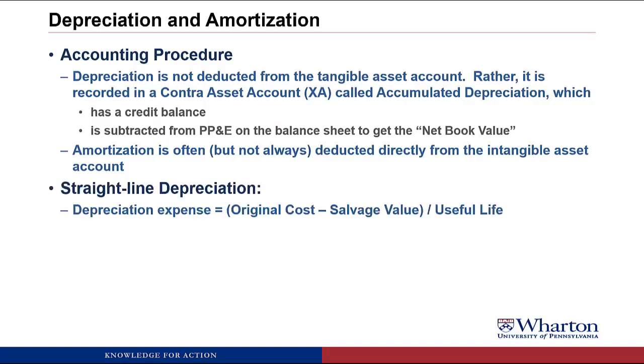To calculate the amount of depreciation expense every year, almost every company uses a method called straight line depreciation. Under this method, the depreciation expense is equal to the original cost of the asset minus its salvage value, all divided by its useful life. The salvage value is what you think the asset's going to be worth when you're done using it. So in the numerator, we're taking how much of the asset's cost you're going to use up. And then the useful life is the number of periods you expect to use the asset. So under straight line depreciation, the amount of the depreciation expense is going to be the same for each year of the asset's life.